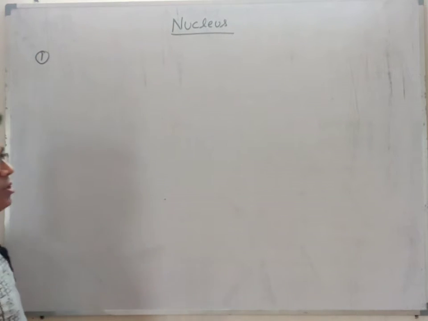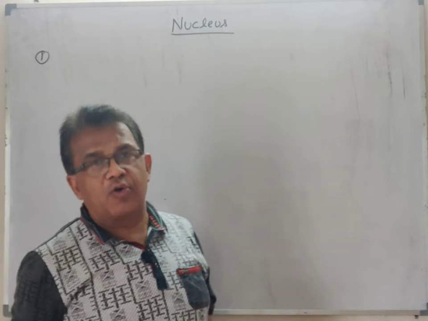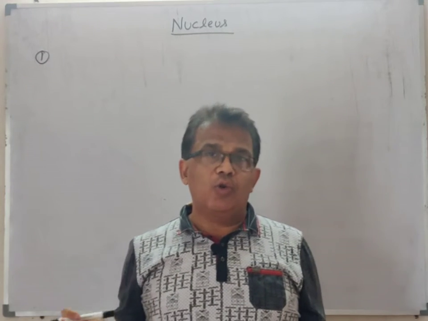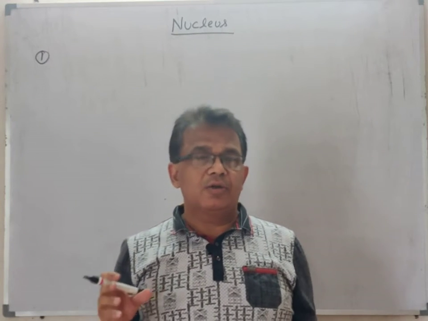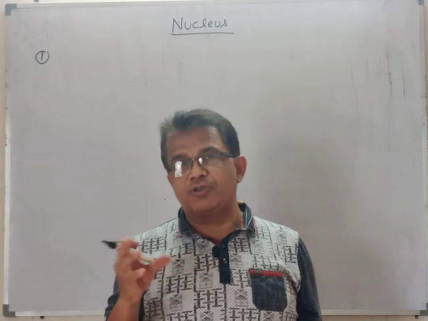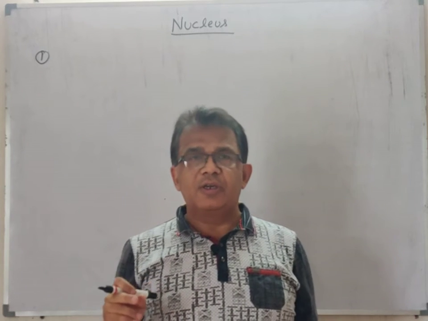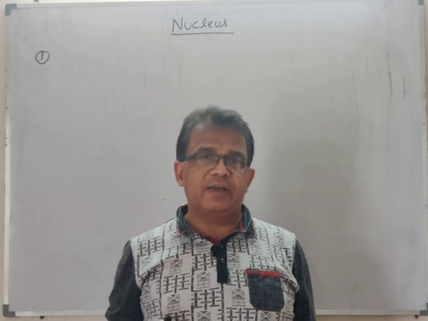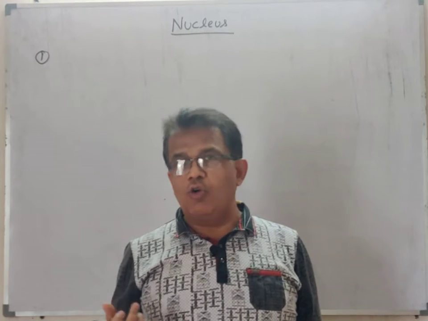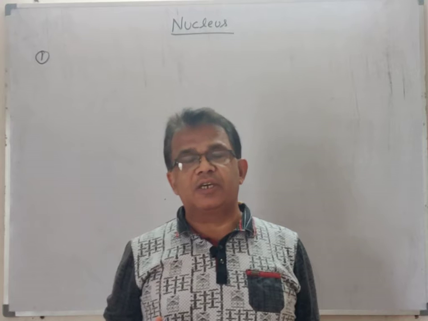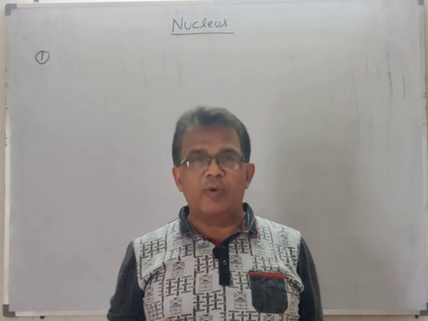We know that nucleus is the main part of the cell. It controls all the activities of the cell. Normally it is present or situated in the center of the cell, normally, but not always. It is generally oval or spherical. It controls all the activity, and you know that it has been discovered by Robert Brown.